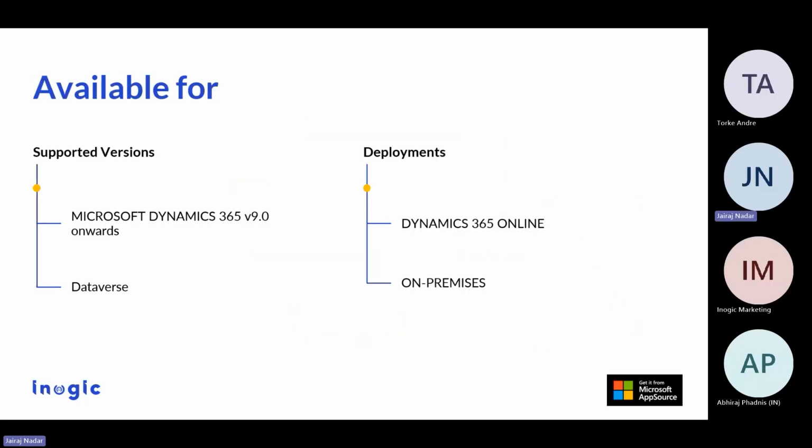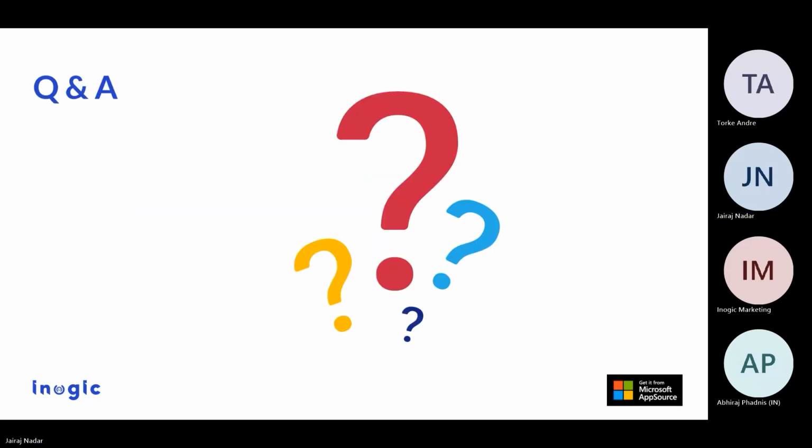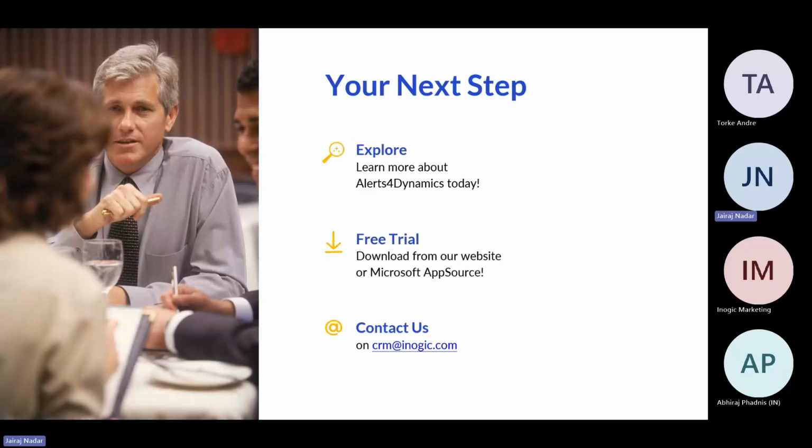Alerts for Dynamics supports Microsoft Dynamics 9.0 and above, as well as Dataverse, which can be deployed online and on-premise for 9.1 and above. Getting started with Alerts for Dynamics is really simple. You can download the solution from the Microsoft app store as well as from our website. If you need any assistance in setting up the trial at your end, do reach out to us at crm@inogic.com. We'll be happy to assist you.